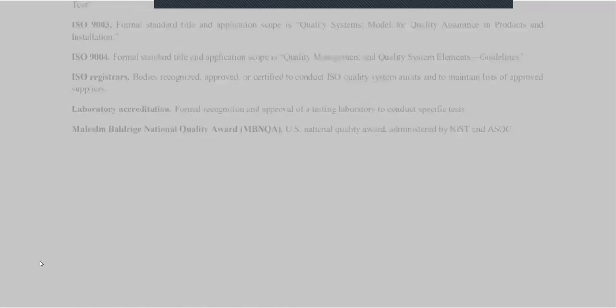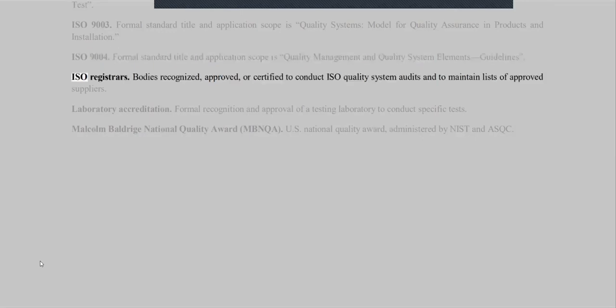ISO 9003. Formal standard title and application scope is Quality Systems, Model for Quality Assurance in Final Inspection and Test. ISO 9004. Formal standard title and application scope is Quality Management and Quality System Elements, Guidelines.